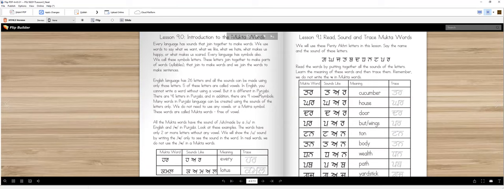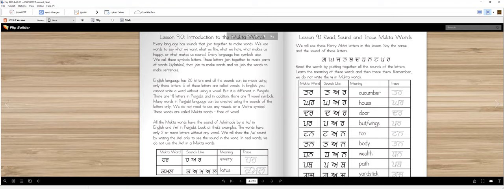But it is different in Punjabi. There are 41 letters in Punjabi. We just read the 41 letters on the previous page. And in addition, there are 9 vowel symbols, which you will learn in a few weeks. Many words in Punjabi language can be created using the sounds of the letters only. We do not need to use any vowels or a matra symbol. These words are called mukta words, or free of vowel.